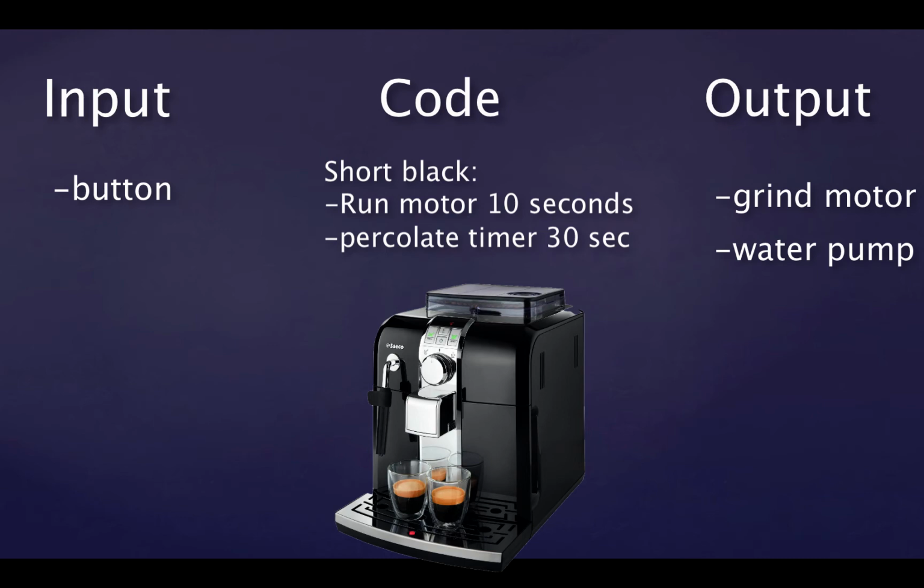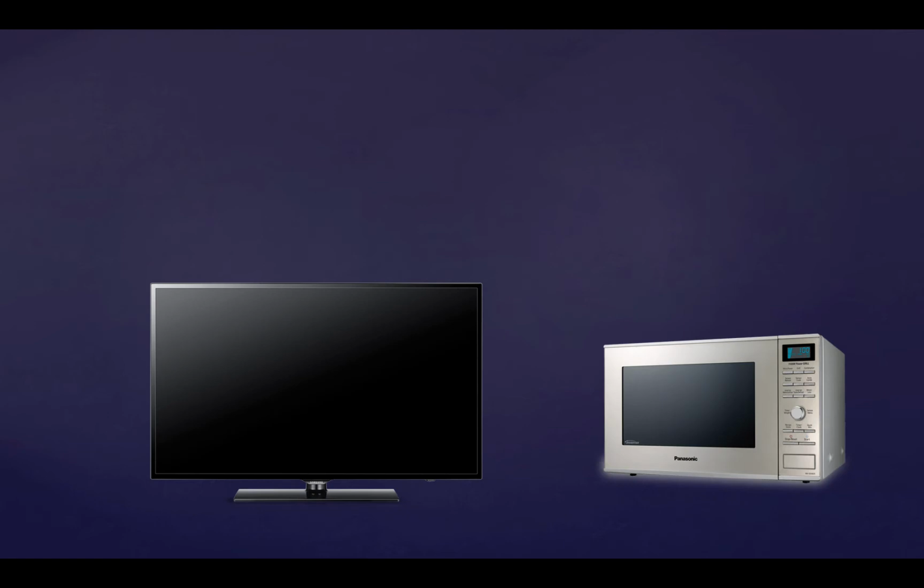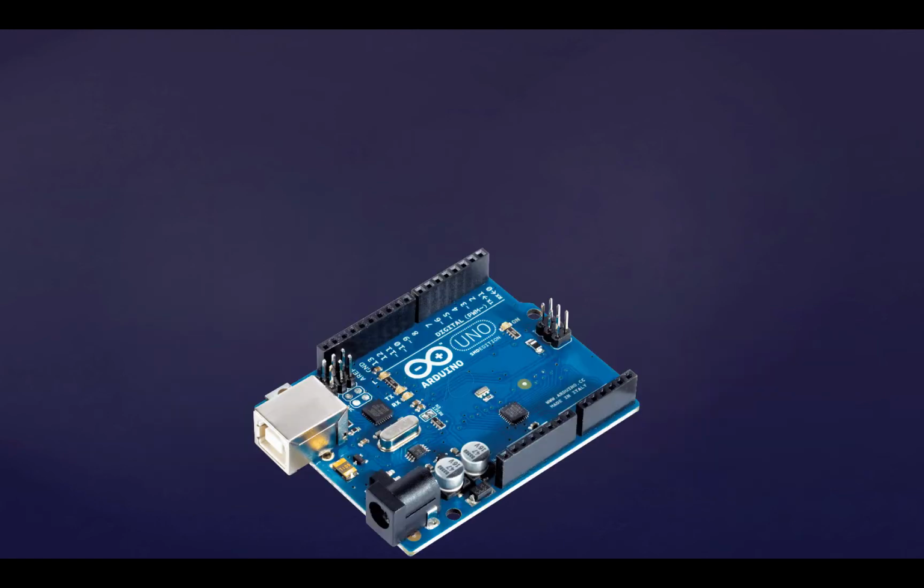Lots of things use embedded controllers, such as your TV or your microwave, and these are using chips like the Arduino as well. In the next video, I'm going to explain parts of the Arduino. This is important so that we can understand how this is actually functioning and what we can actually do.